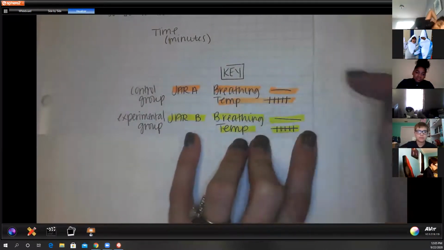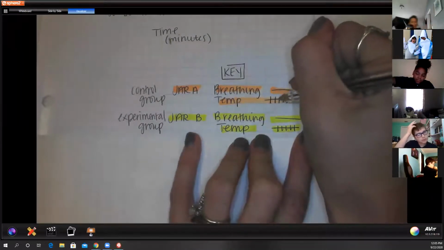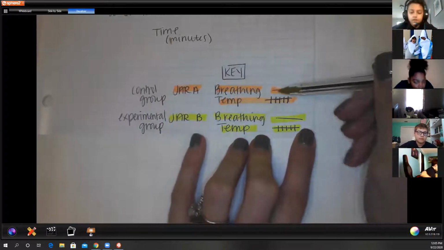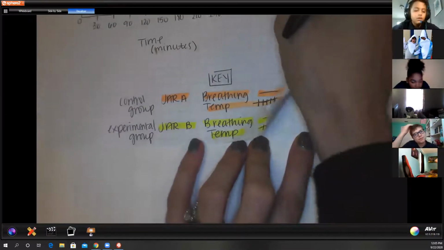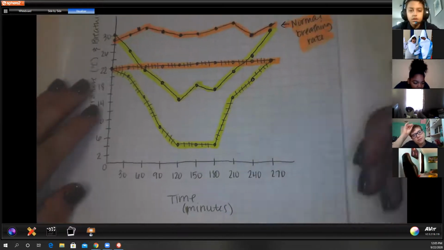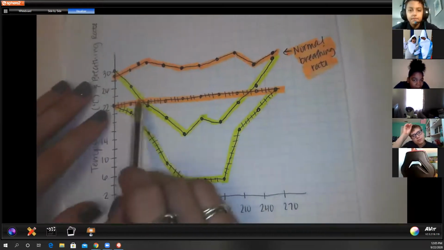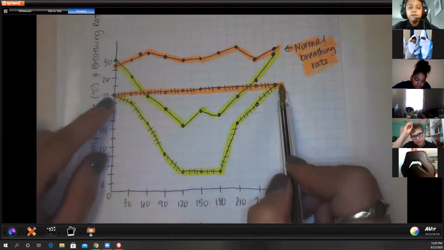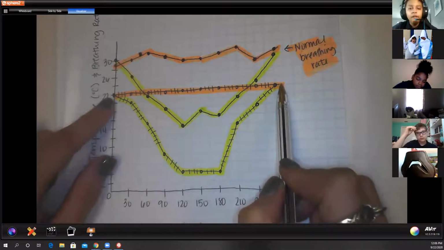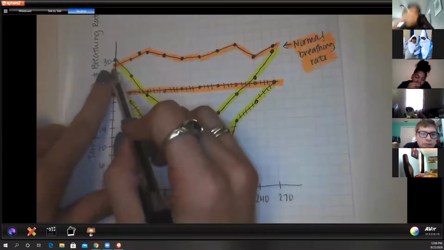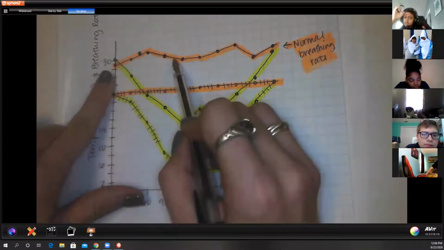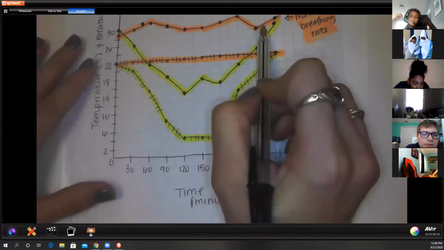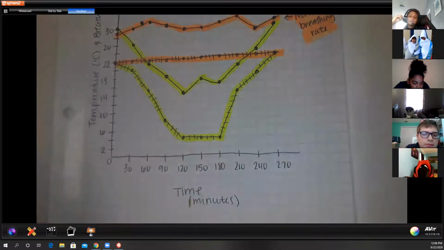My temperature is marked with the ones that look like stitches, kind of like a thermometer, and my breathing rate is the plain normal line. Let's look at our control group. The orange lines show that I kept the temperature the same the entire time at 22 degrees Celsius. This orange line right here shows the normal breathing rate of the frog. Does everybody understand that?